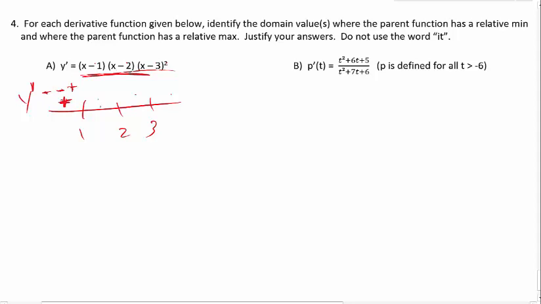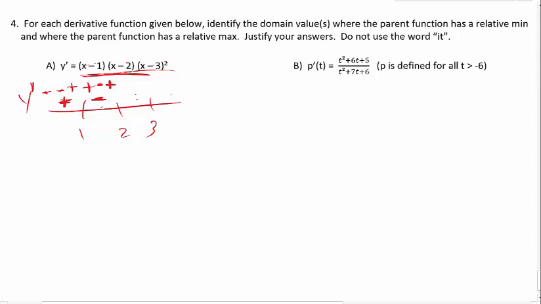If I plug in 1.5 off of, say, this second section, 1.5 in the first quantity would give me a positive result. 1.5 in the second quantity would give me a negative result, a negative half. And basically anything you plug into this third quantity is going to give you a positive result because it's getting squared. So I'm going to go ahead and call that positive. A positive times a positive would give me a negative overall result.